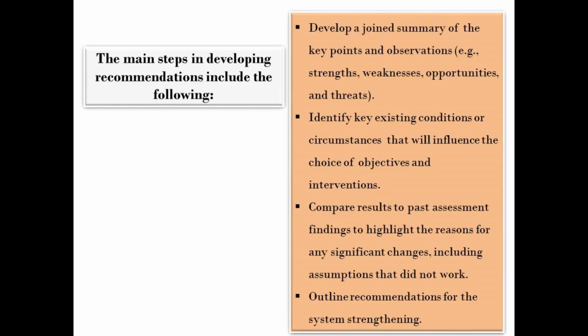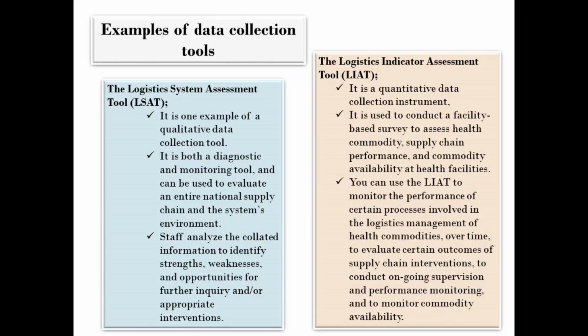The main steps in developing recommendations include the following. Develop a joint summary of the key points and observations, example: strengths, weaknesses, opportunities, and threats. Identify key existing conditions or circumstances that will influence the choice of objectives and interventions. Compare results to past assessment findings to highlight the reasons for any significant changes, including assumptions that did not work. Outline recommendations for the system strengthening.